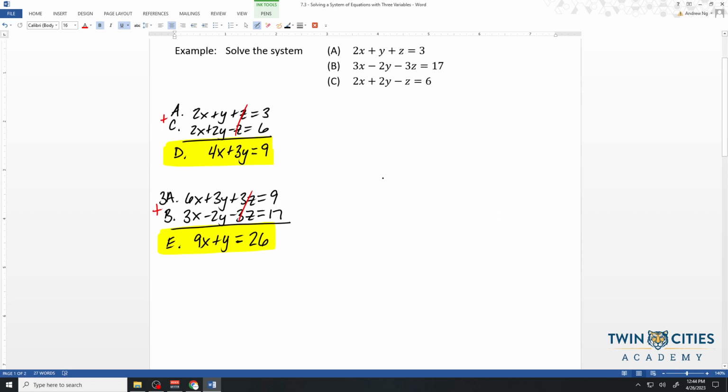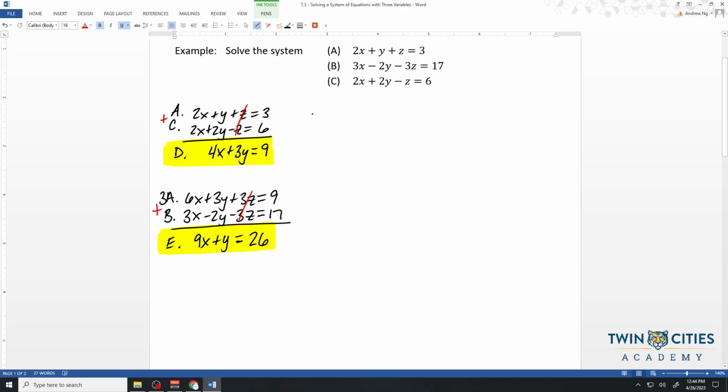All right, now look at just the highlighted equations. 4x plus 3y equals 9, and 9x plus y equals 26. If I ignore everything else on that page except for these two highlighted equations, this looks exactly like all the other problems that we've done. We can use substitution or elimination method to solve for one of the variables and then plug back in to find the other one. So let's do that. I've got D and E. Let's eliminate maybe Y, and we'll multiply E by 3 in order to match with this 3Y in D.